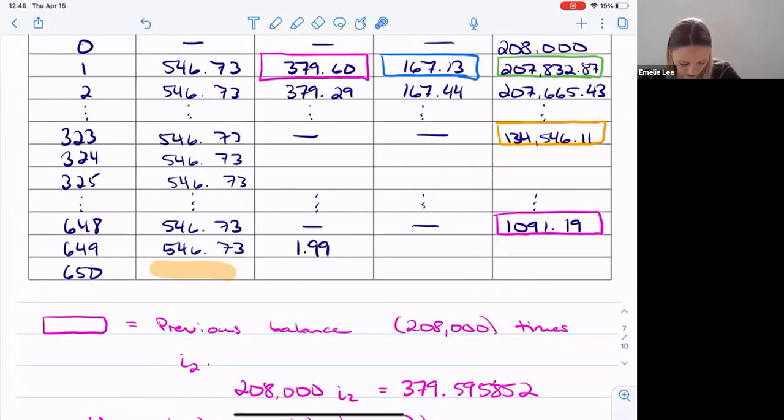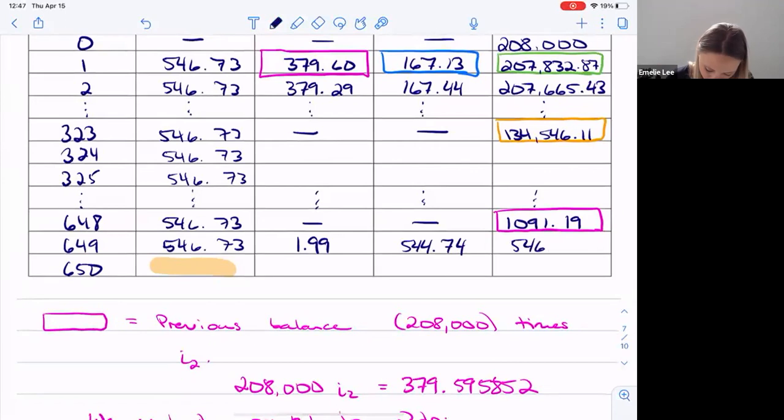And so you have $546.73 minus $1.99, which puts me at $544.74. Now the balance is the previous balance minus the principal. So 1091.19 minus that previous answer puts me at 546.45.